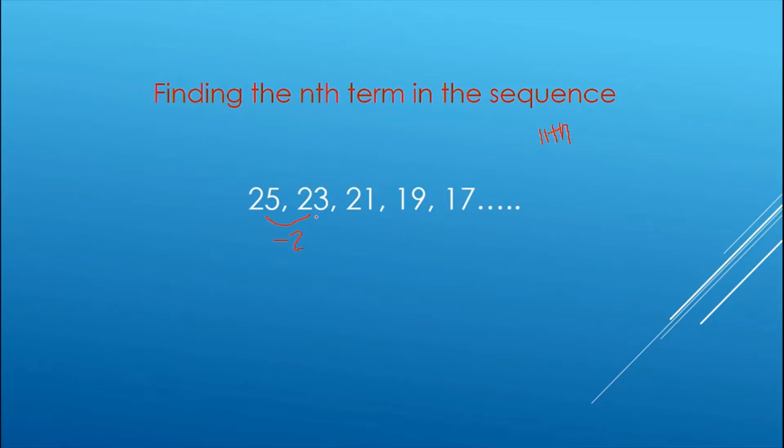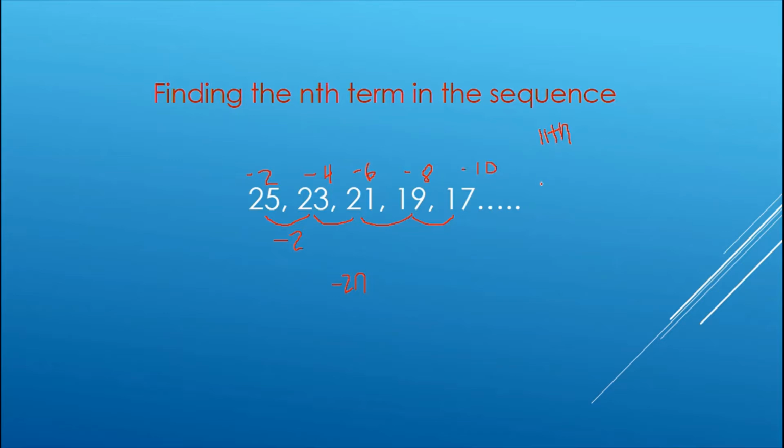So for this one, 23 minus 2 is 21. 21 minus 2 is 19. 19 minus 2 is 17. Okay, so we have here negative 2n, or minus 2n. So we're going to do now the table of 2. So negative 2, negative 4, negative 6, negative 8, and negative 10.